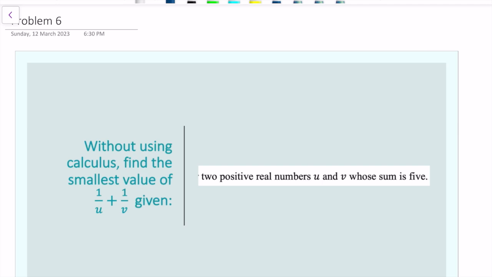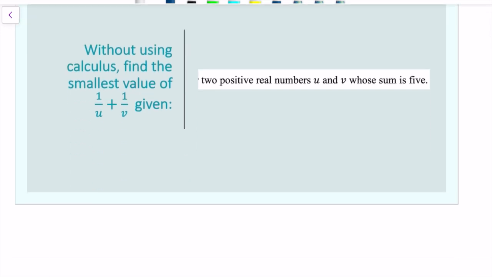Okay, so this is quite a nice short problem. We've got two numbers that sum to 5, so start off with an equation u plus v equals 5. We've got a quantity 1 over u plus 1 over v that we're trying to find the smallest value of, so we could call this s equals 1 over u plus 1 over v. We could put these fractions together and write it as u plus v all over uv, and we know that the sum of u and v is 5, so we've got 5 over uv.